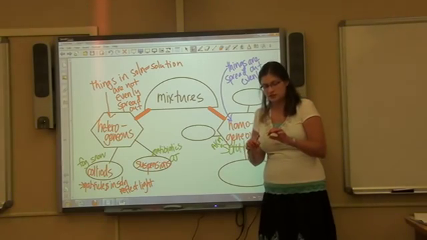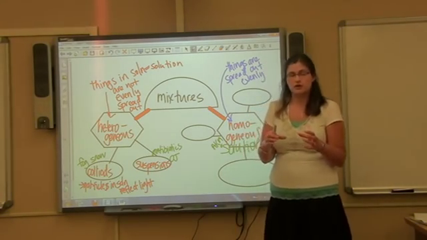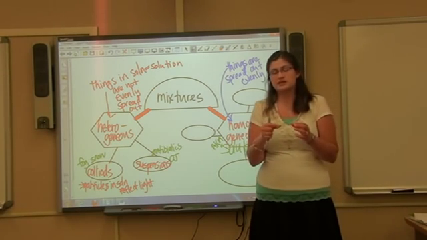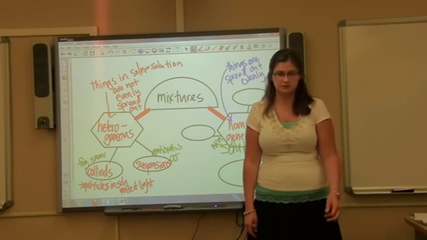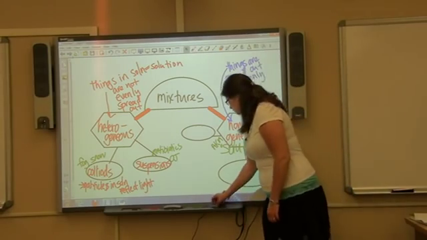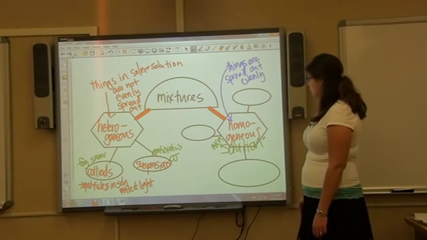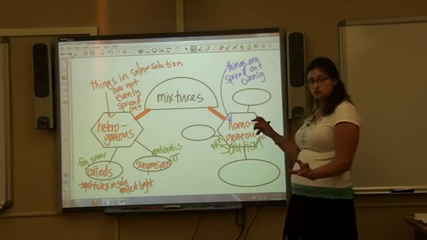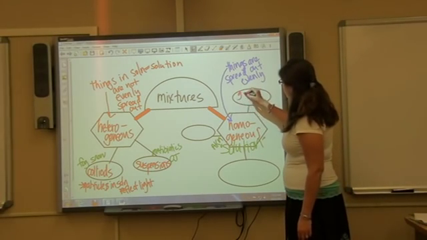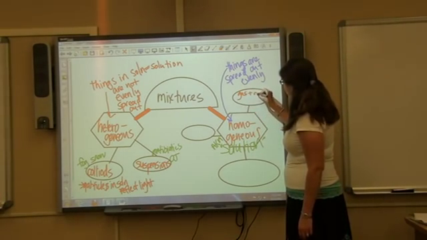So that if you were to take any sample from anywhere in your solution, it would be exactly the same as every other infinite number of samples. Okay, so one of the specific types of homogeneous solutions is a gas plus gas mixture.